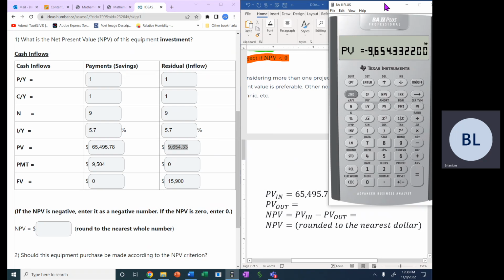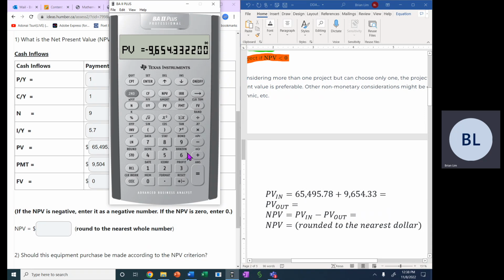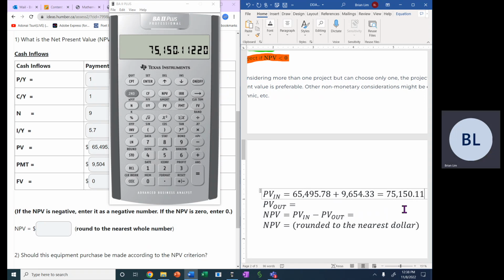Now, if you add those two numbers, let's do it on the calculator. We might have to move the calculator around so we can get visibility. So we have one number in there, that's the present value right there, $9,654.33. So let's add 65,495.78. And that gives us a number of 75,150.11. Okay, so we're finished with that part.